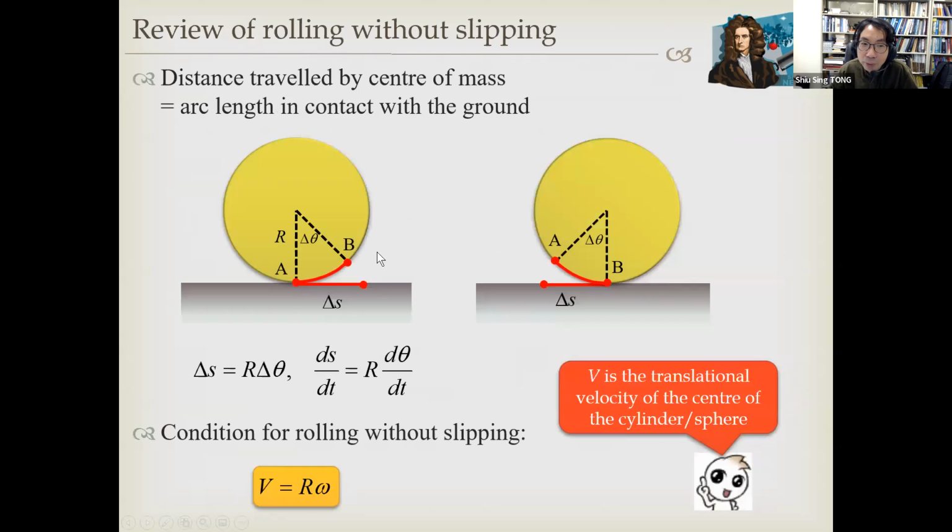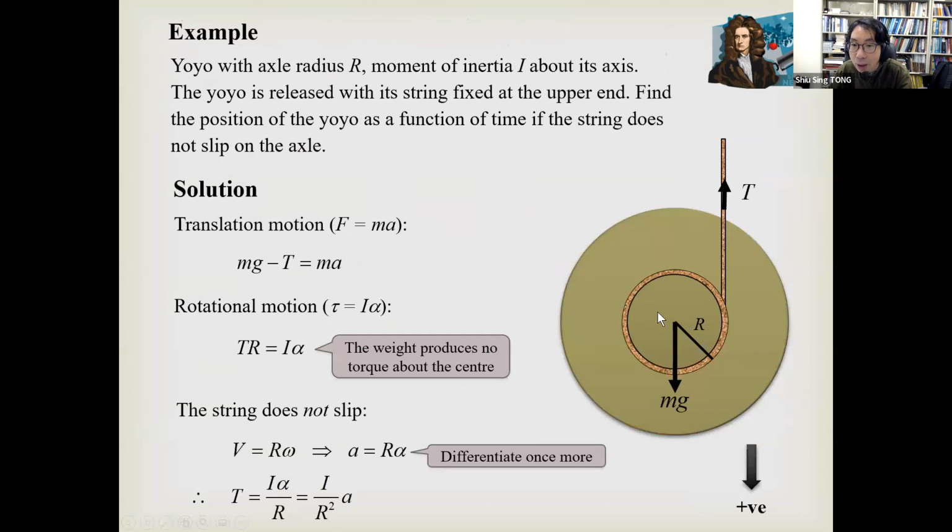The no-slip condition corresponds to this. When the body rotates, it attaches tightly to the ground, so it does not slip on the ground. In this case, when the yo-yo descends, the string uncoils, but without slipping. So that means the rotational motion and the translational motion are related in this way. So we have v equal to R omega, where v is, of course, the center of mass velocity, the translational velocity, and omega is the angular velocity.